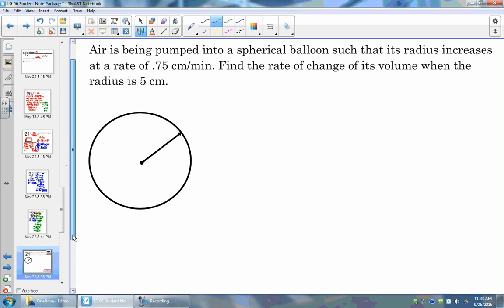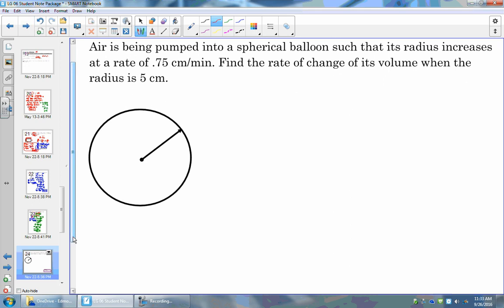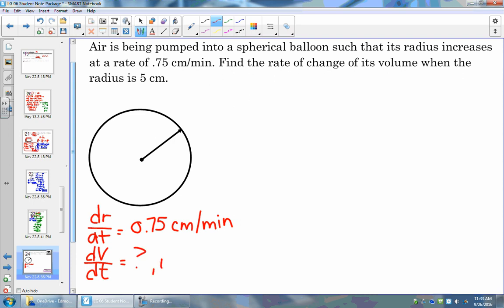So we've already got our diagram here. Let's do what we've been doing before and organize our information. So the radius is increasing. So dr over dt is going to be 0.75 centimeters per minute. Find the rate of change of its volume. Okay, when the radius r equals 5 centimeters. And remember, this we know not to use until after we take the derivative.